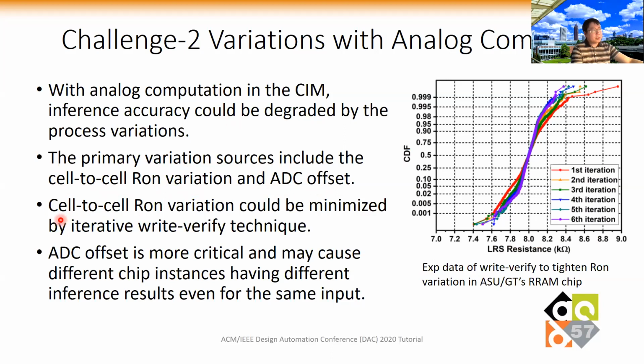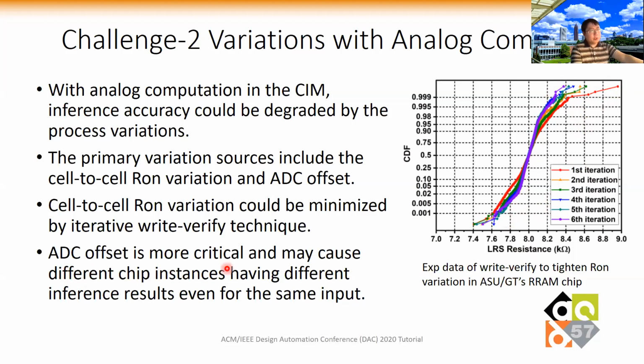But we would argue that the cell-to-cell resistance variation could be minimized by the iterative write and verify technique. For example, this is experimental data from our test array. So here we try to program the RRAM resistance to 8 kilo-ohm, and the first programming will have the wider distribution, but we can reprogram and with multiple iterations, then we can gradually tighten the distribution.